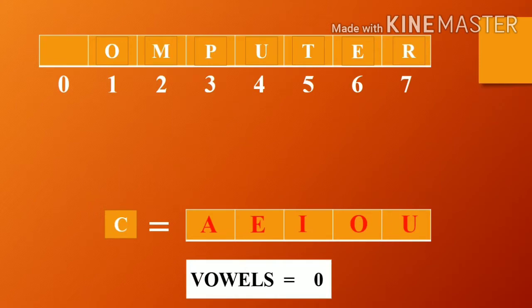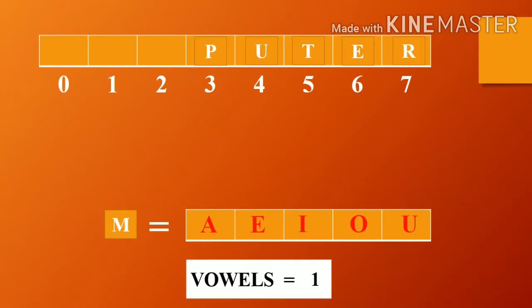The next character comes from position 1, that is O. Is O equal to A, E, I, O, U? Yes, it is equal to O. So the vowels value will increase to 1. Next character, in position 2, is M. Is M equal to A, E, I, O, U? No, it is false. So vowels will remain the same, equal to 1.